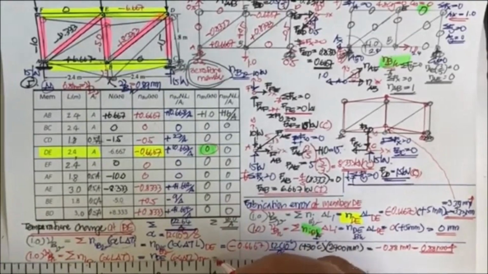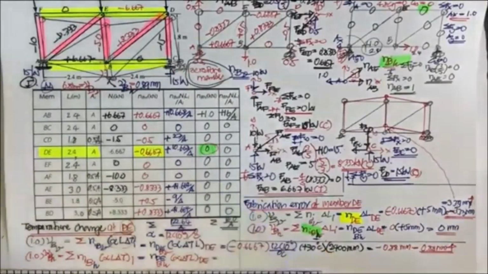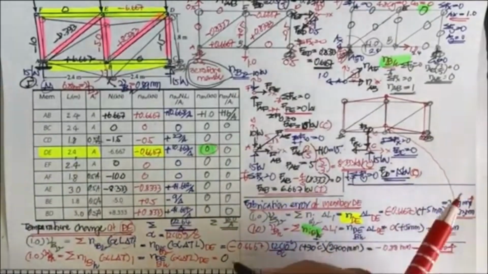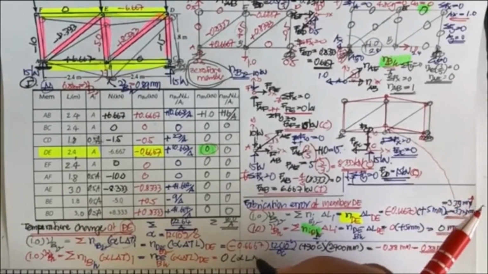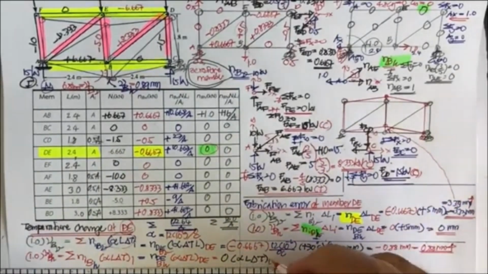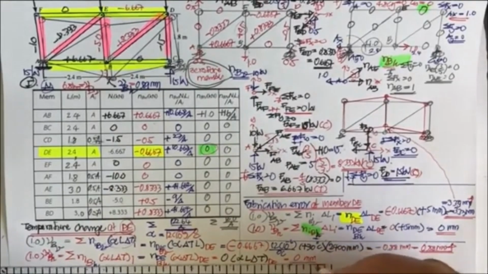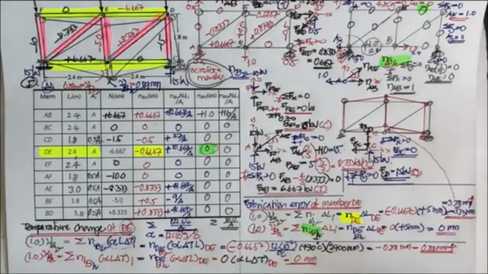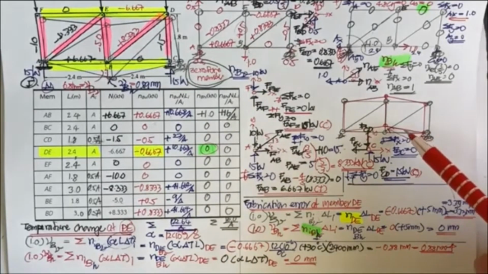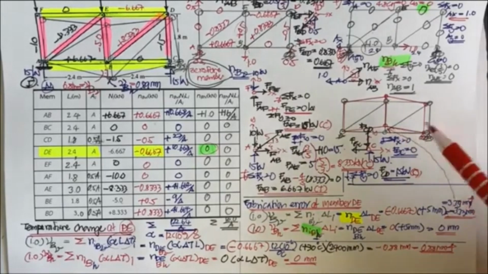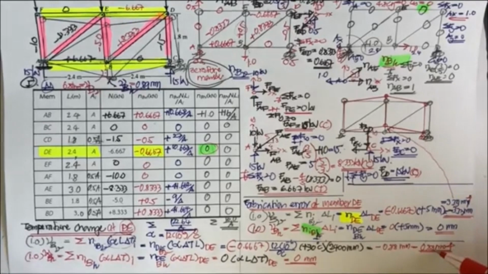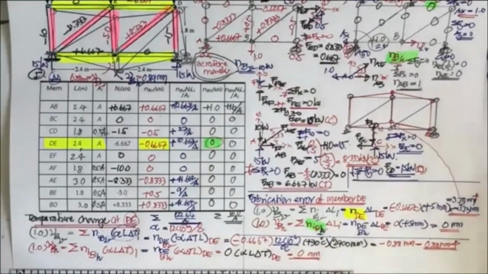And since n sub DE is 0, it's going to be 0 times alpha L delta T of member DE, and it's going to produce 0 millimeter. There is no horizontal displacement due to the temperature change. Okay, and if you draw the elastic curve, you're going to get the same thing, but the scale is going to reduce from 3.3 to only 0.08.